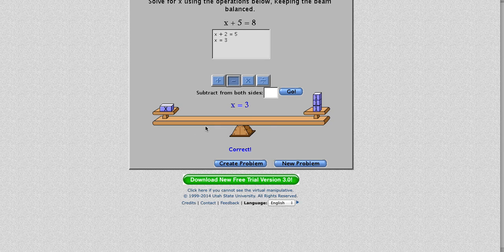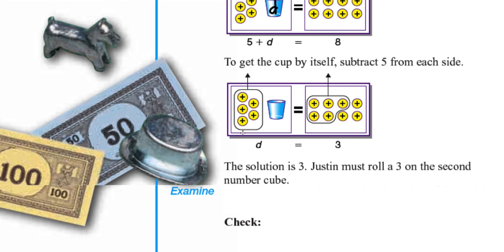Okay, so basically what we did, we simply subtracted 5 to both sides of our equation, which made our equation remain balanced. Okay, so whatever you do to one side of the equation, you need to do to the other side. So we subtracted 5 here, we need to subtract 5 on that side.